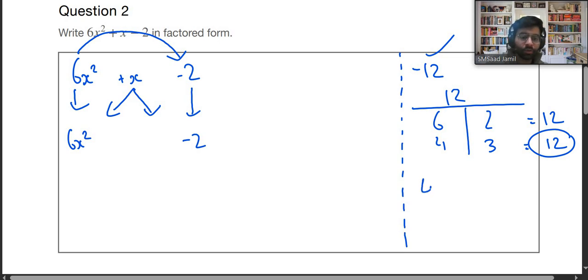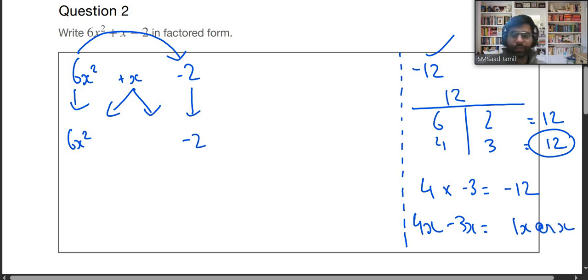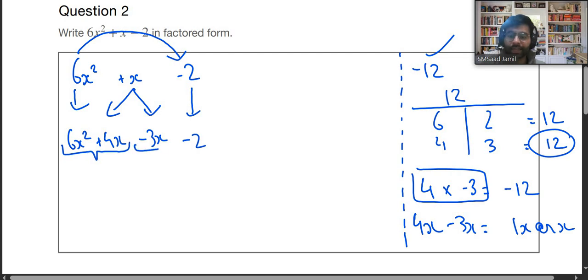So look, 4 multiplied by minus 3 is minus 12. 4x minus 3x is 1x or x. You can say that. So I will choose these two combination of numbers. I will break plus x into two parts. I will write plus 4x minus 3x. Now I will make a group of the first two numbers and the second two numbers.